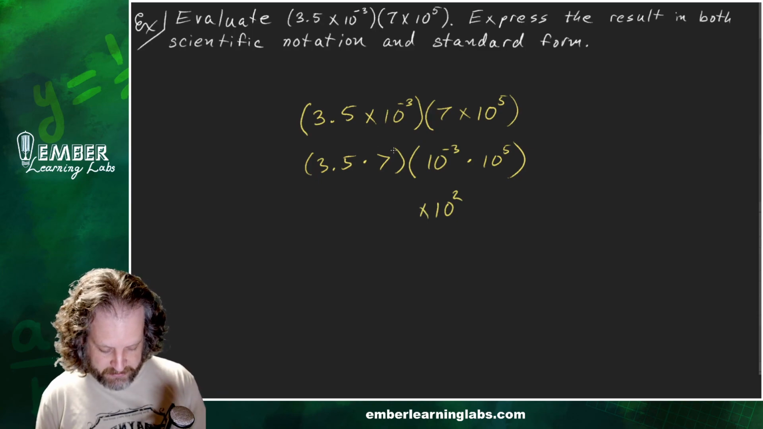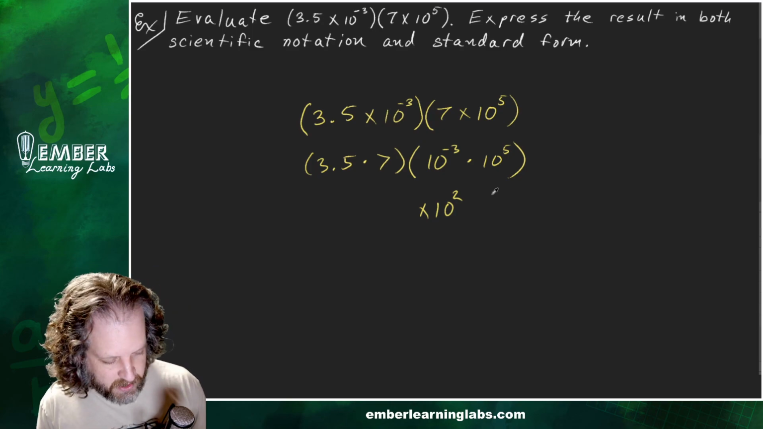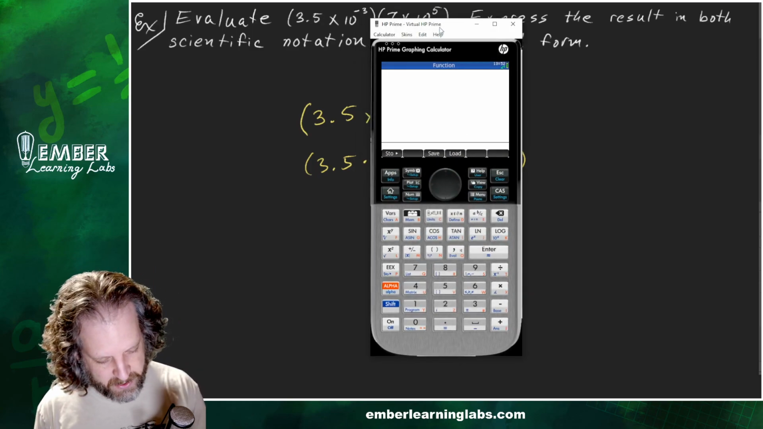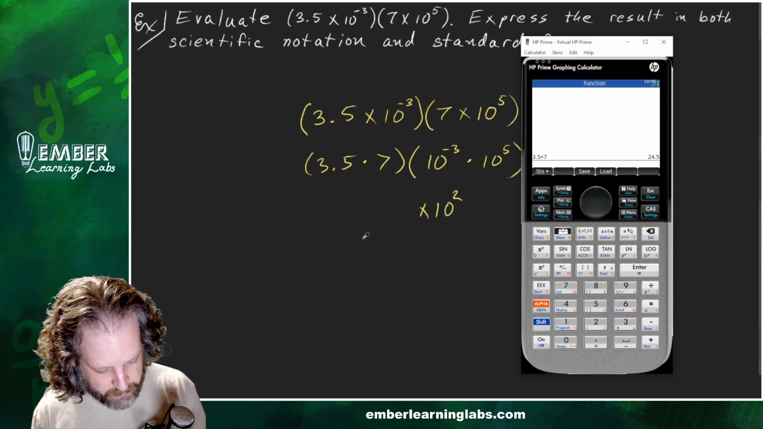Now 3.5 times 7, you might could do that in your head. You definitely could do it on paper. But we're gonna chuck that in the calculator because it sounds like a good plan, right? So 3.5 times 7, right, is 24.5.